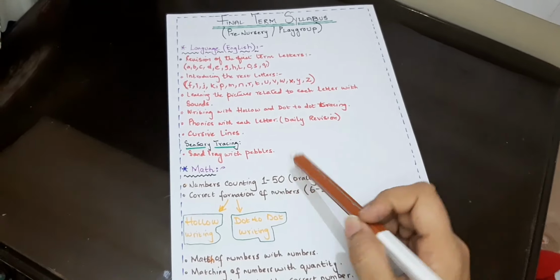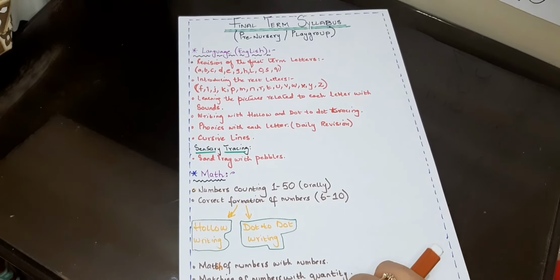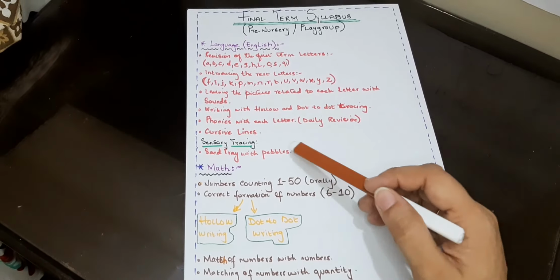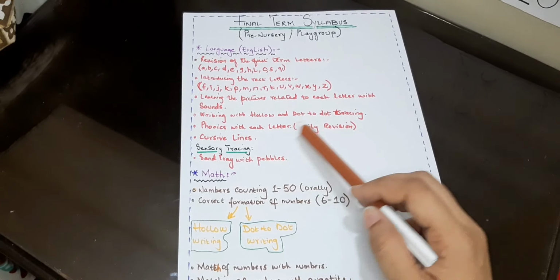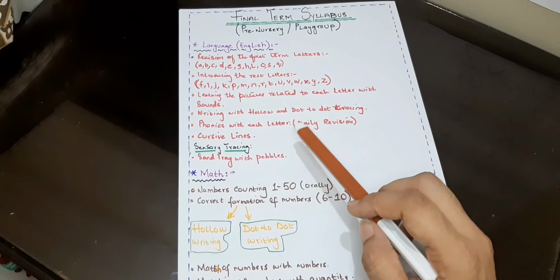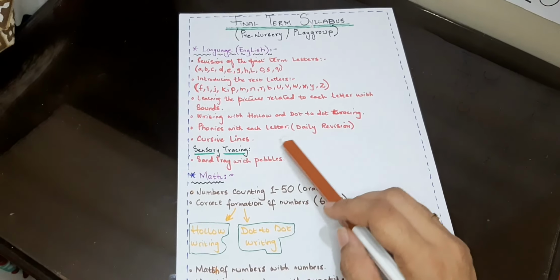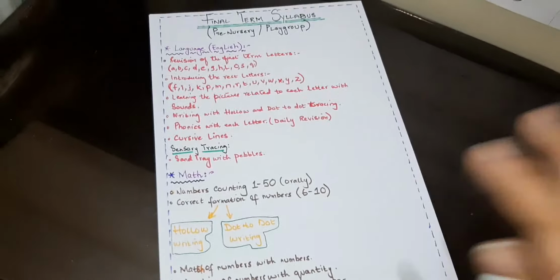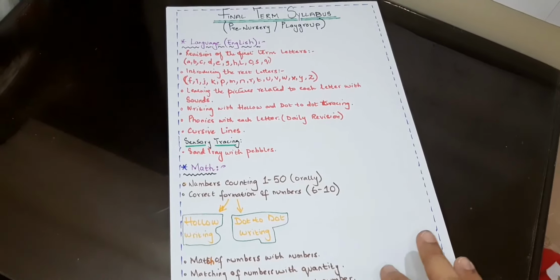So yeah, this was the final term syllabus for pre-nursery and playgroup. If you want to see things related to it and worksheets related to it, you can go check out my first term syllabus. And I hope that you enjoyed and this was helpful for the mothers who are homeschooling their children at home.